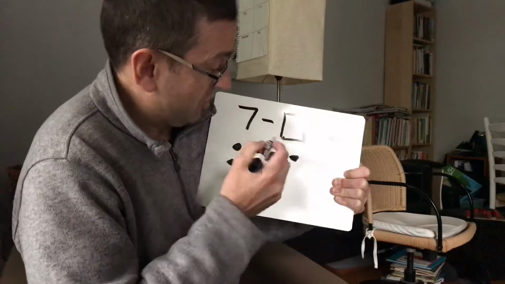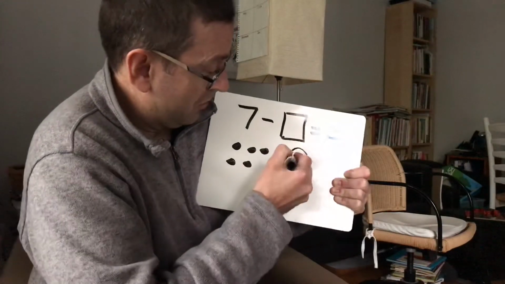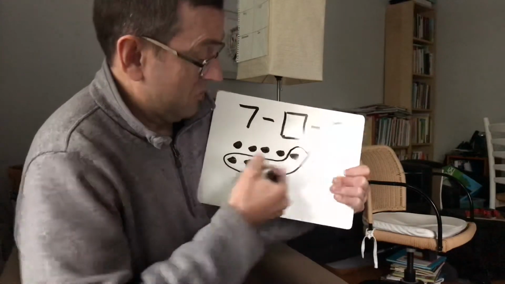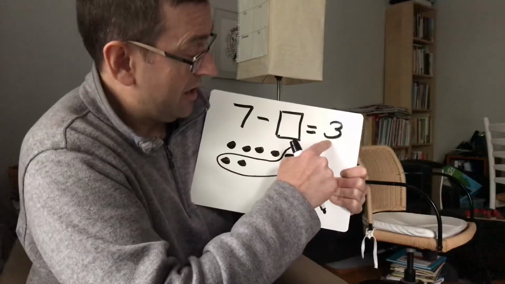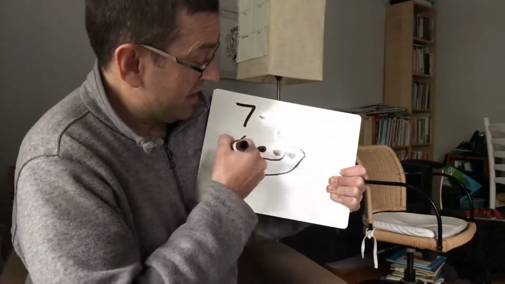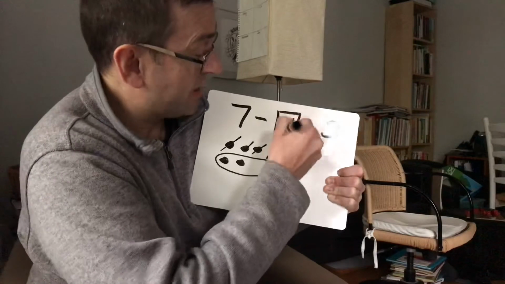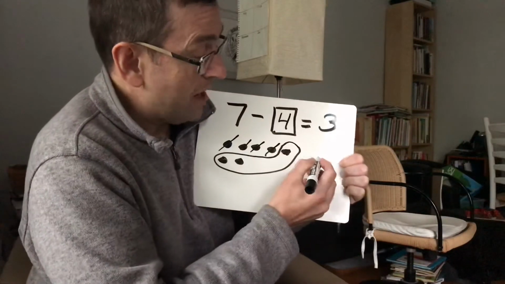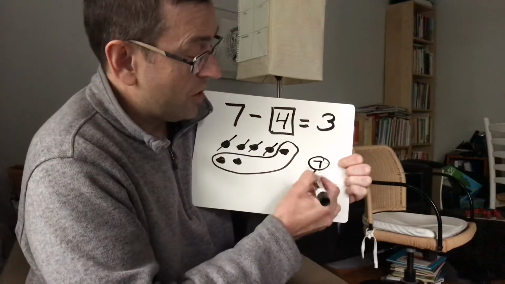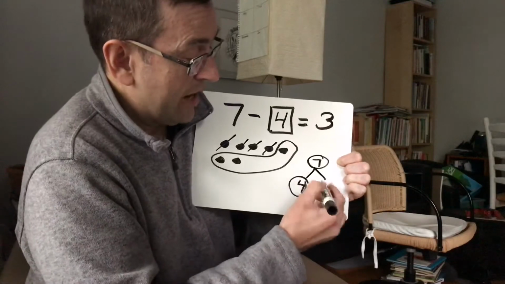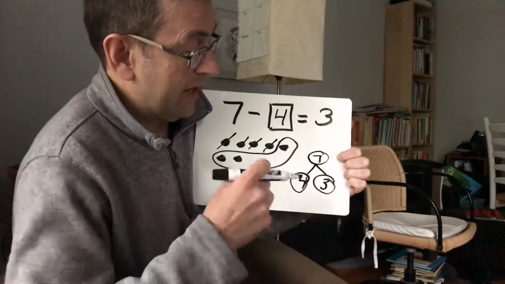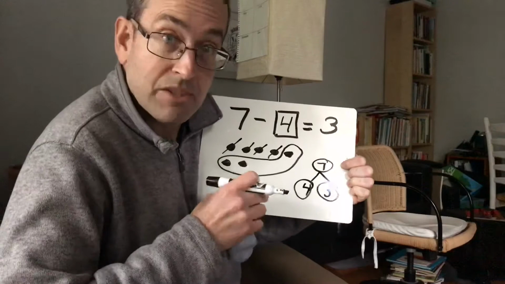All right, here we go. Those are the 3 that are left, which must mean that 1, 2, 3, 4 were taken away. And if I was going to do a number bond, 7 was the total, 4 were taken away, and 3 were left. All right, so that's a missing part subtraction problem.